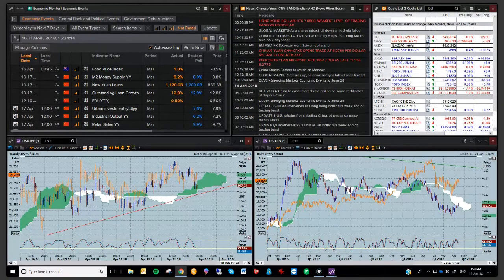Now, what I wanted to do is just explain to you what the risk on, risk off sentiment is and how it impacts various currencies and instruments.